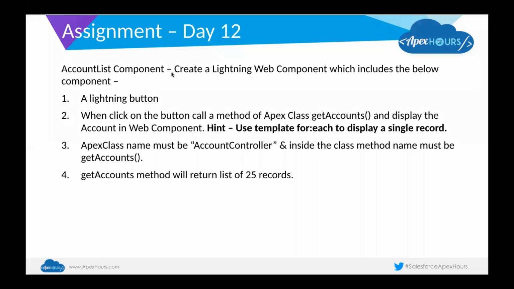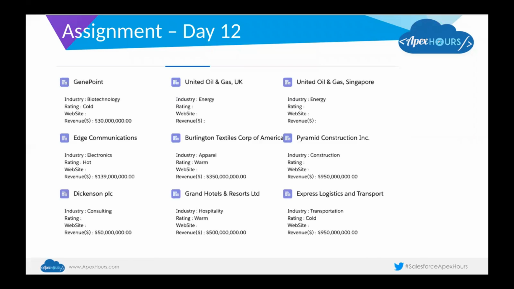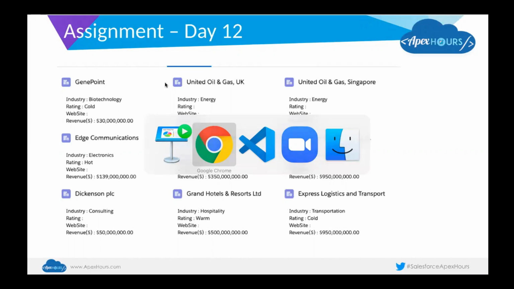The challenge for you is, because I already showed how to display the records, you need to display the records in this format. Every row should display 3 records, and every record will have this formation, like industry, rating, website, and revenue. How will you get this UI? I'll just quickly walk you through so that you don't get confused.